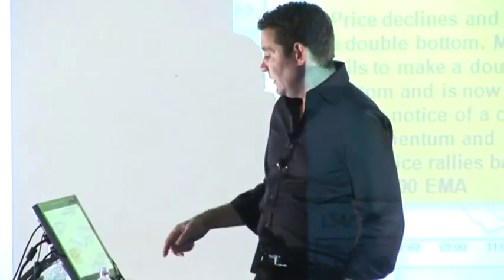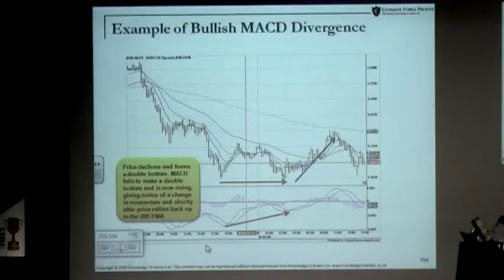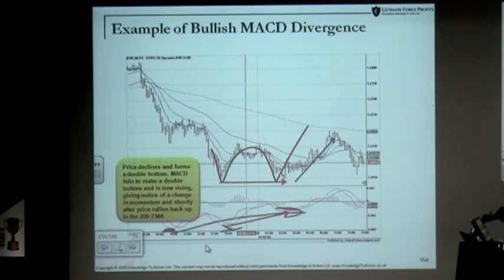Here's some more examples. Notice how the price declines, forms a double bottom. This is where it bounces like this and forms this double bottom. It fails to make this double bottom on the MACD. It's now rising, giving notice of a change in momentum, and shortly after the price rallies back up to the 200. So here we see the low, and the low. So here's our trend, upwards. Here's price moving downwards, and then price turns around and rallies up to the 200.